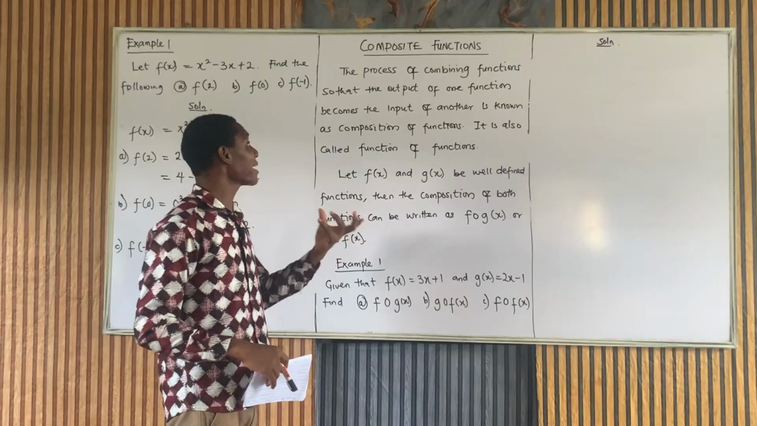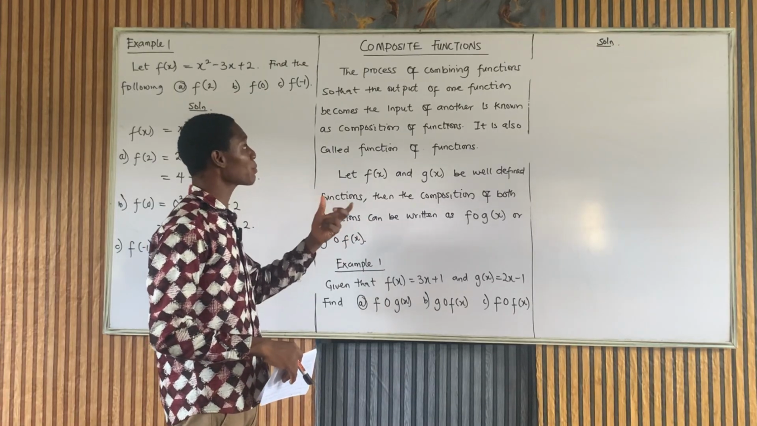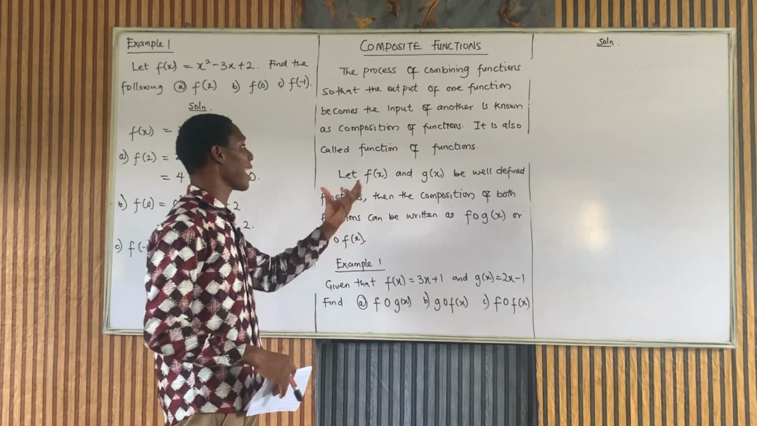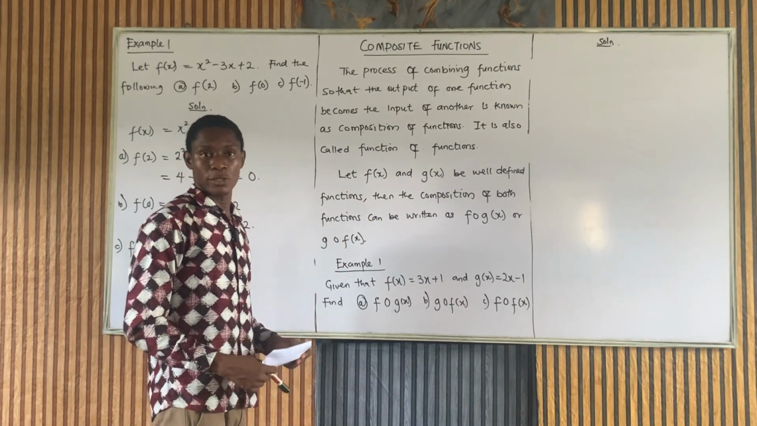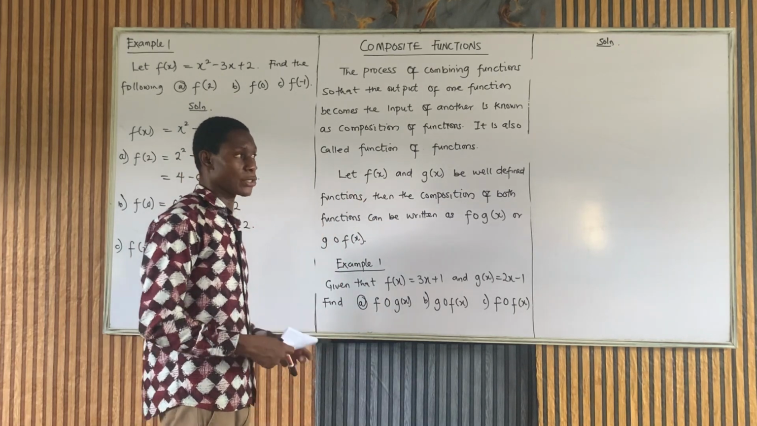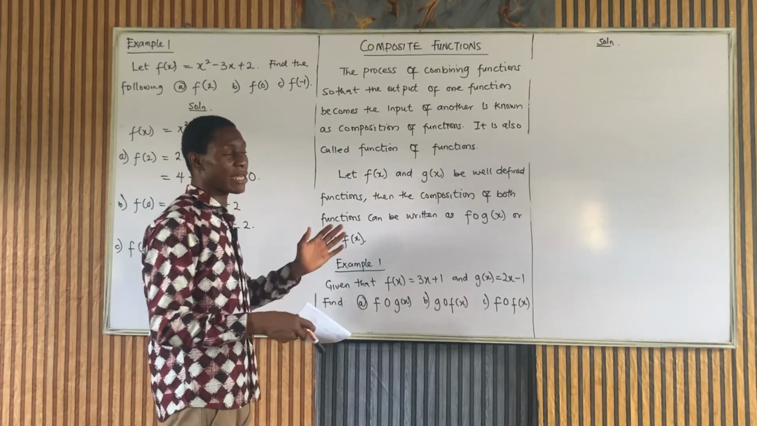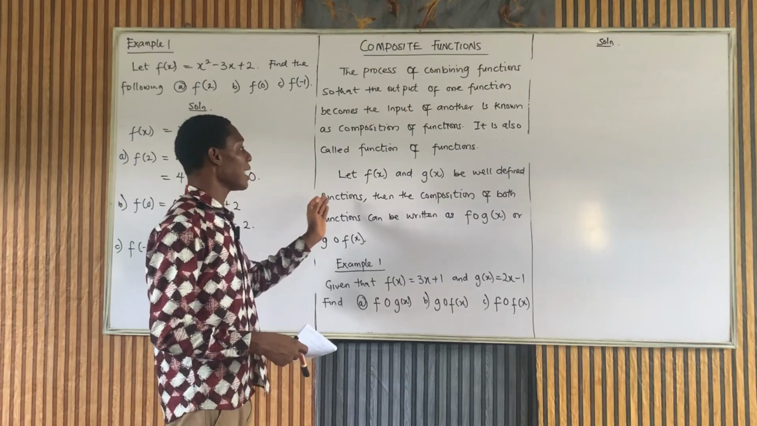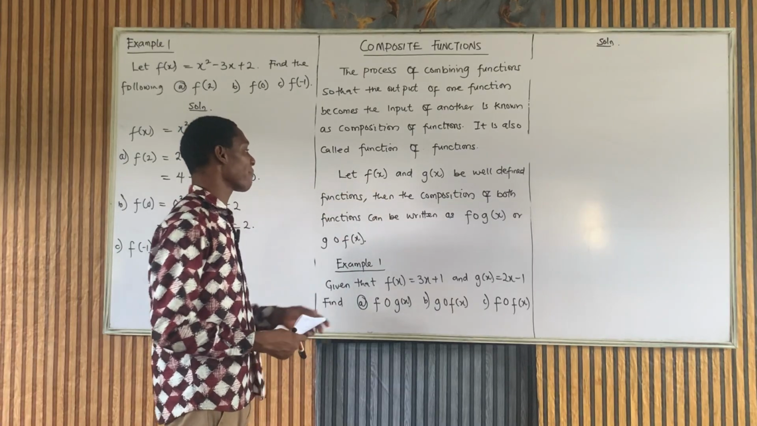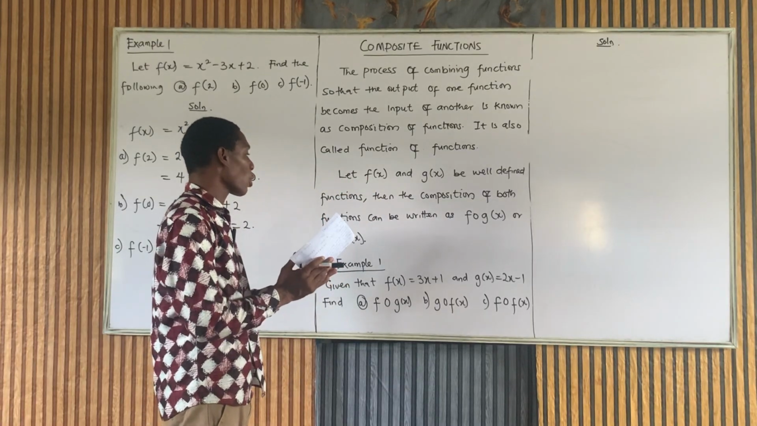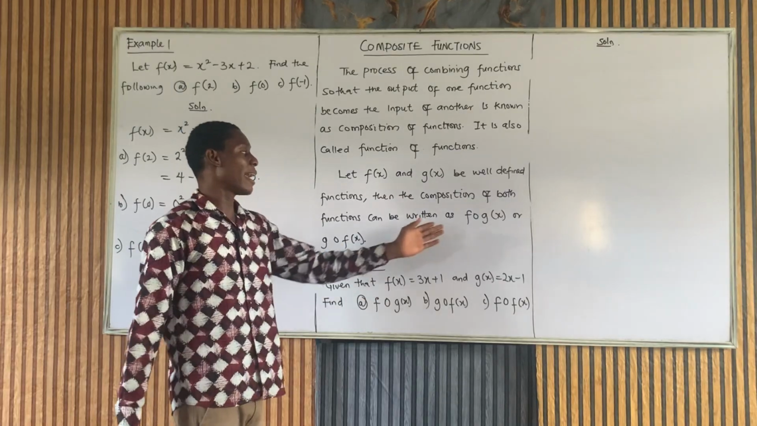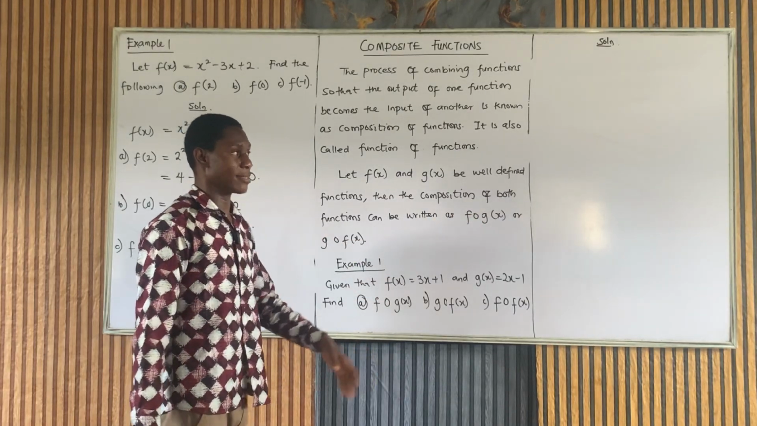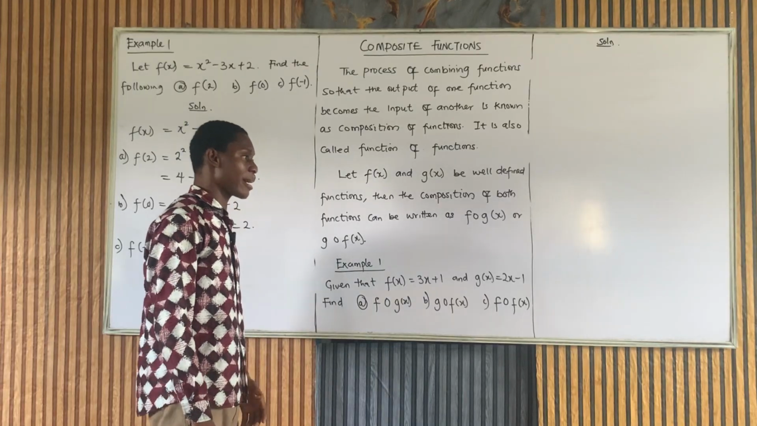Composite functions. The process of combining functions so that the output of one function becomes the input of another is known as composite of function. It's also known as function of functions, meaning that there are functions inside another function. Well, let's look at this now. Let f of x and g of x be well-defined functions. Then the composition of both functions can be written as f of g of x or g of f of x. Well, I will explain this further when we take an example.